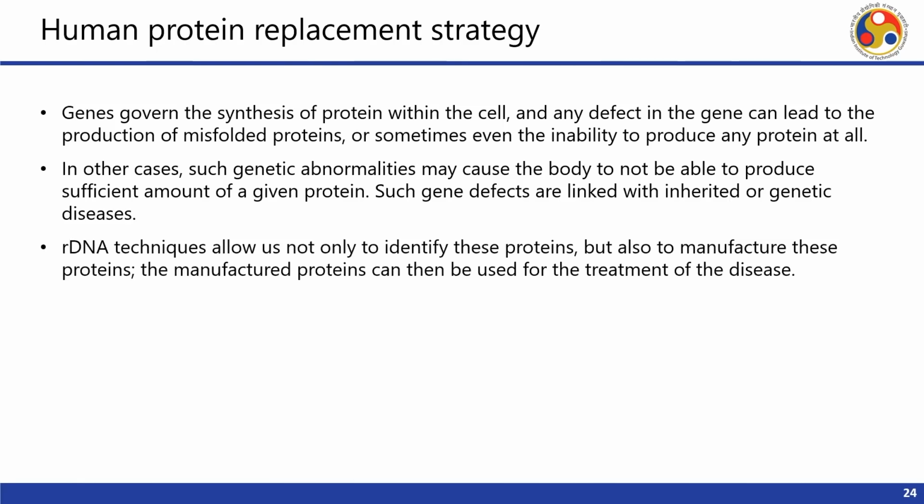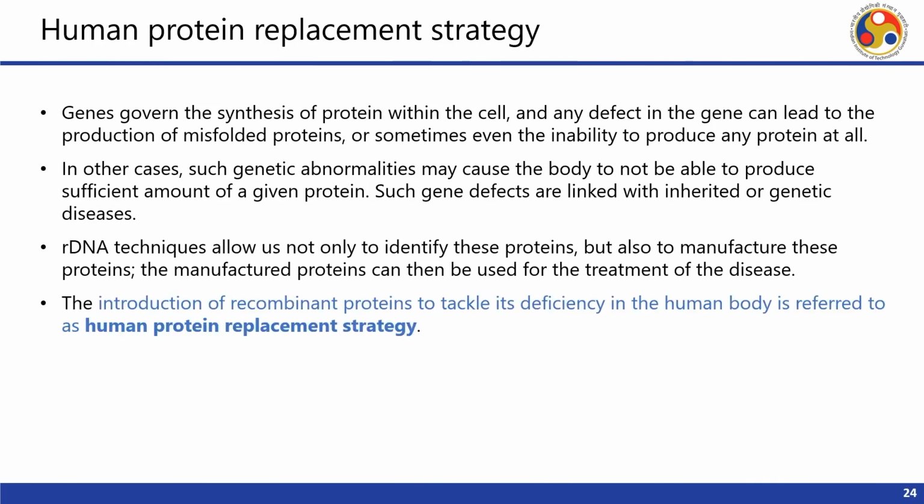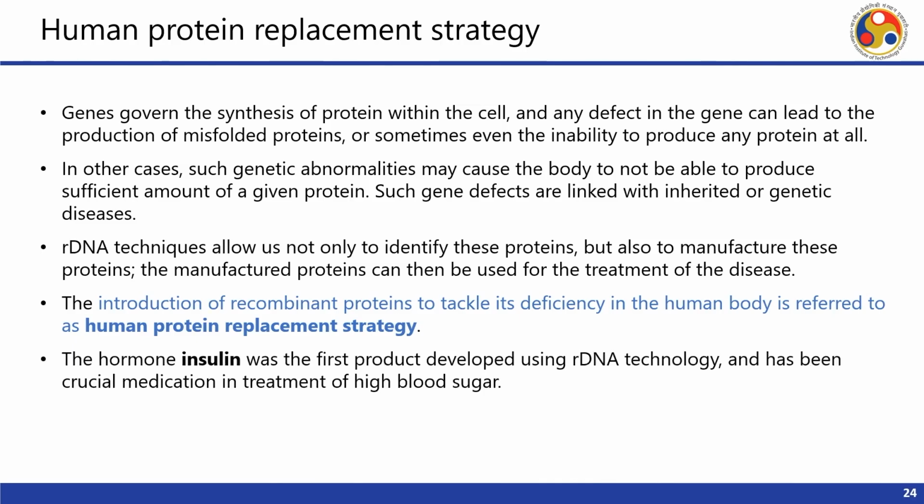rDNA techniques allow us not only to identify these proteins, but also to manufacture these proteins. The manufactured proteins can then be used for the treatment of the disease, and you can already see many of those in the earlier slide. The introduction of recombinant proteins to tackle this deficiency in the human body is referred to as human protein replacement strategy. The hormone insulin was first developed using rDNA technology and has been a crucial medication in treatment of high blood sugar.